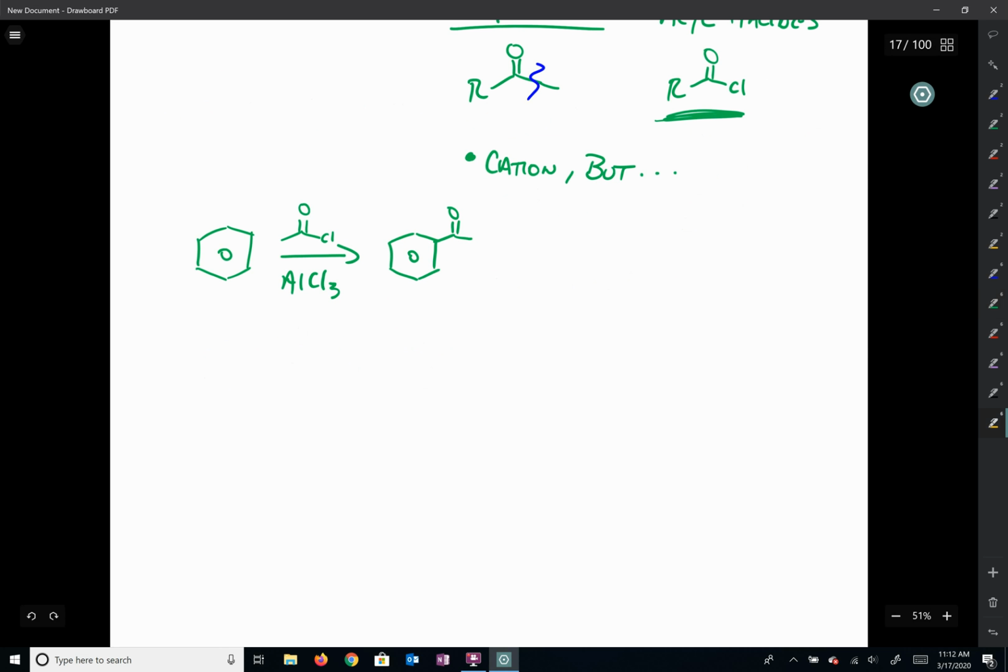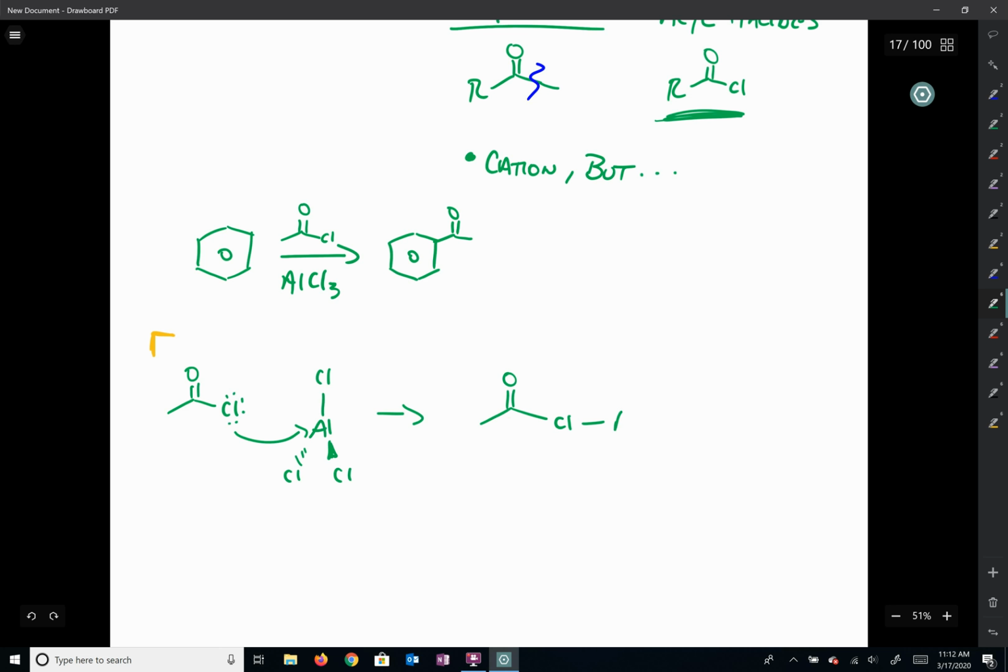Now, it shouldn't be too shocking that the mechanism for this is going to be very similar. So we've always been talking about our three-part mechanism there, right? Let's generate our cation. You guys can probably do this before I'm even finished with it. Let's make this a little bit nicer looking. That looks great. Right, here we go.